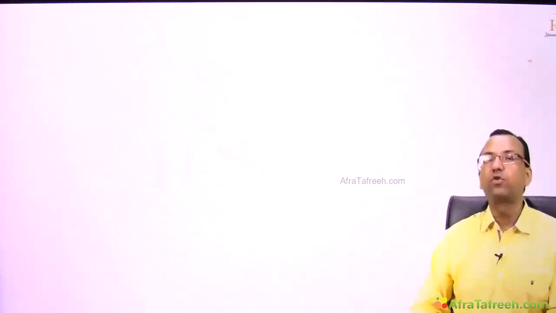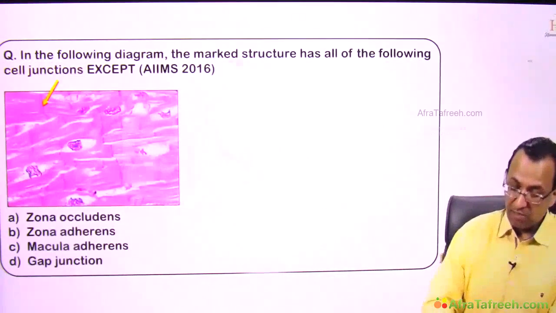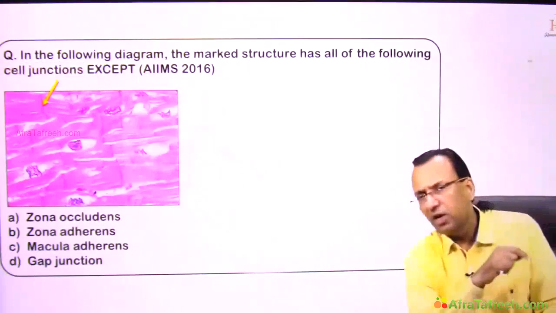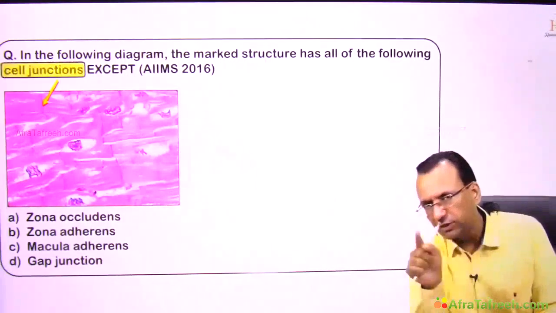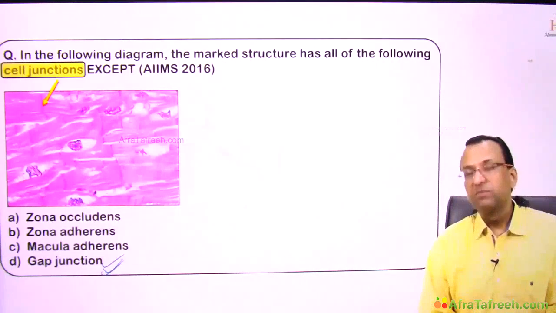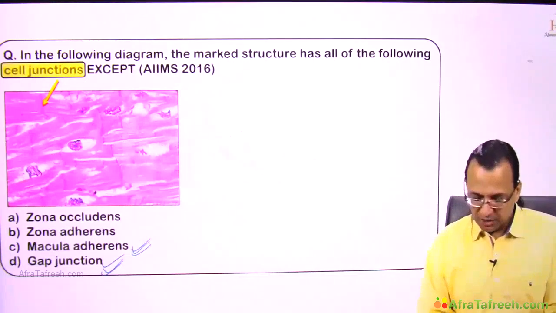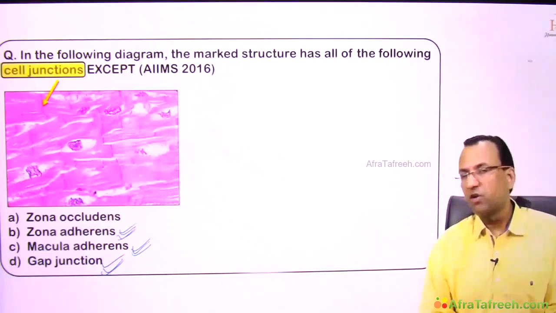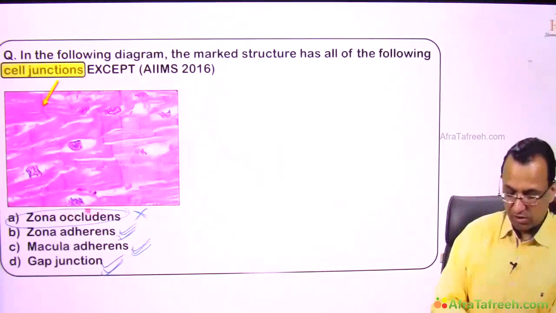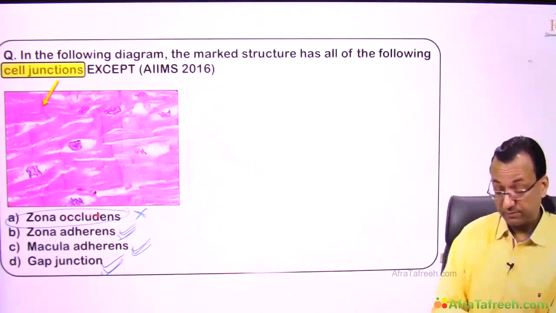Now, actually, we have to talk more about the intercalated disc because a question came, asking: the marked structure, which is obviously an intercalated disc, has all the cell junctions except. You remember we have discussed the cardiac muscle having gap junctions working like electrical synapses. So, of course, gap junctions will be there. They will have desmosomes, they will have the zona adherens, but they don't have the tight junctions. That is your answer. So you're saying that zona occludens or the tight junctions are absent in the cardiac muscle? Yes, they're absent. That is your answer.